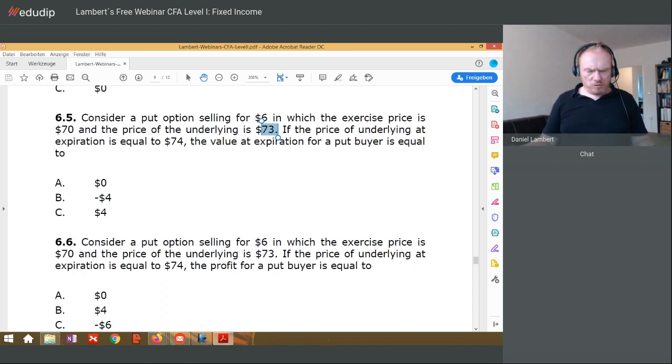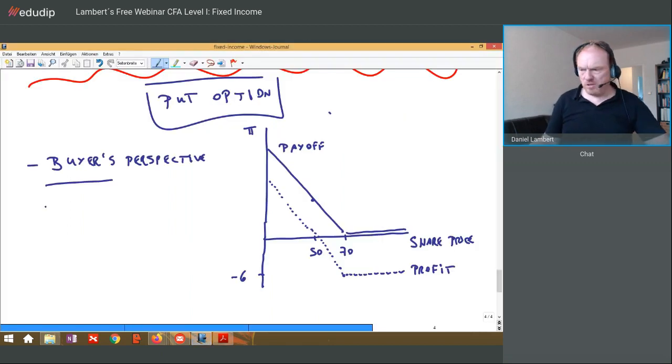The value at expiration for a put buyer is equal to the profit. So it's A. It's 0. Yes, sure. Because he wouldn't exercise this option, as we can compute. So this is question number 5.